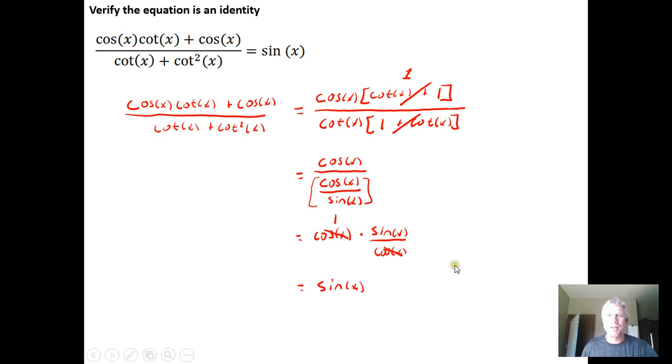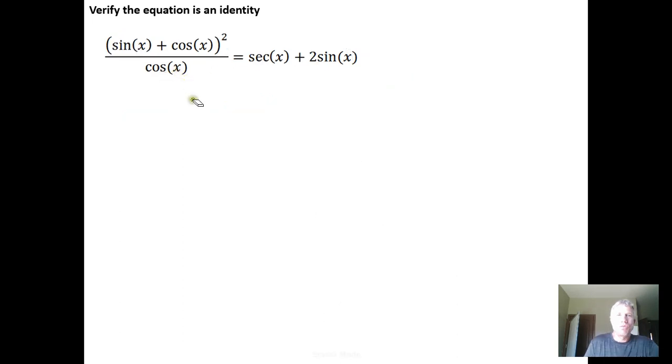So another example, look at the two sides. One side is arguably more complicated looking than the other. Grab that thing and write it down. So we have sine x plus cosine x, all squared, all over the cosine of x.